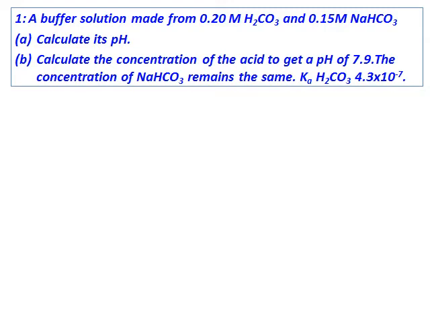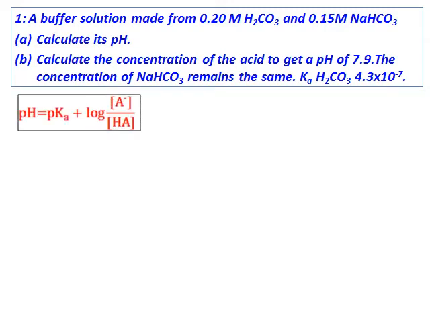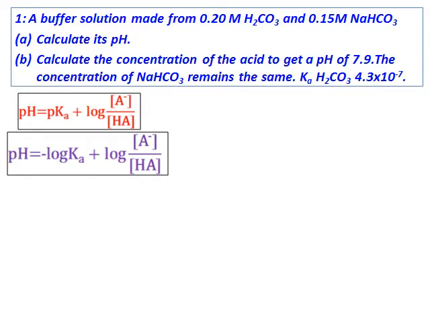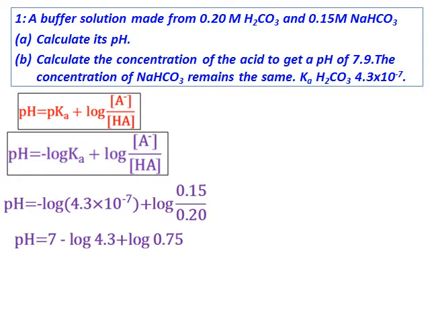To calculate the pH, apply the Henderson-Hasselbalch equation. Ka is given, the concentration of A- is given, the concentration of HA is given. Substitute all of them into the equation, and you can calculate the value of pH, which is equal to 6.2. Now we have got the pH. Let's go to the second part of it.